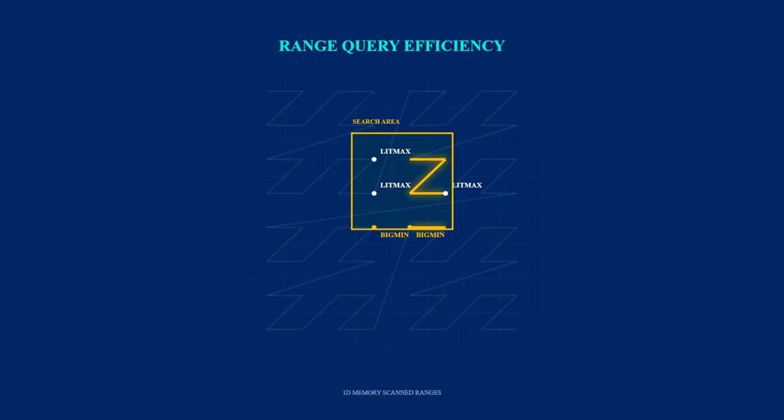Now, consider the power of range queries. If we want to find all points within a specific bounding box, say, all Uber drivers within 5 blocks of your location, the Z-order curve allows us to translate that box into a set of linear memory ranges.